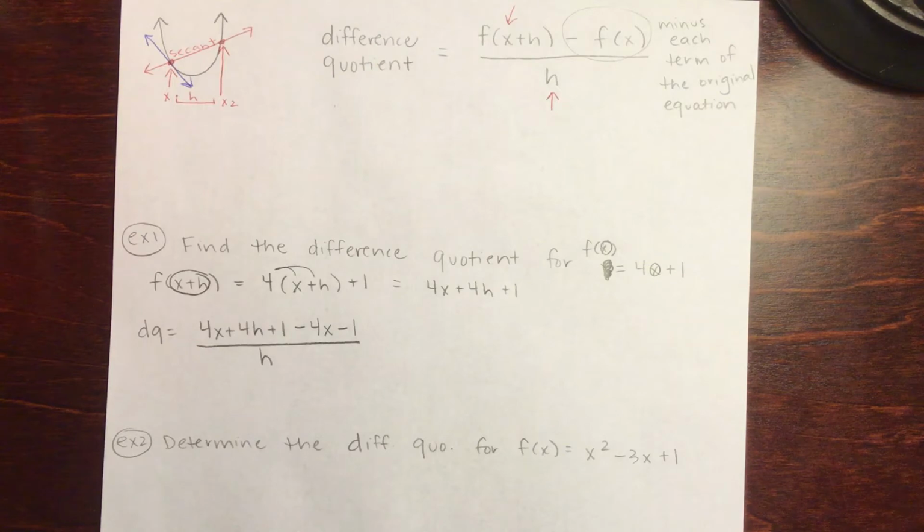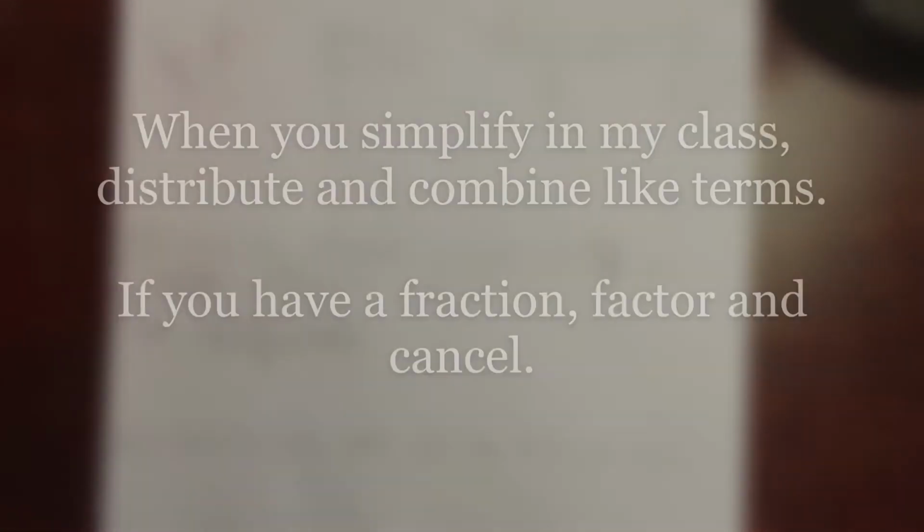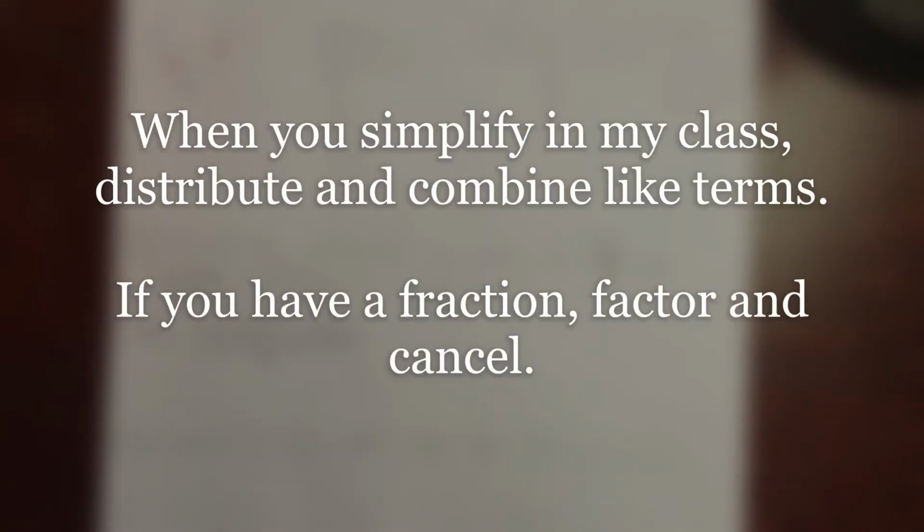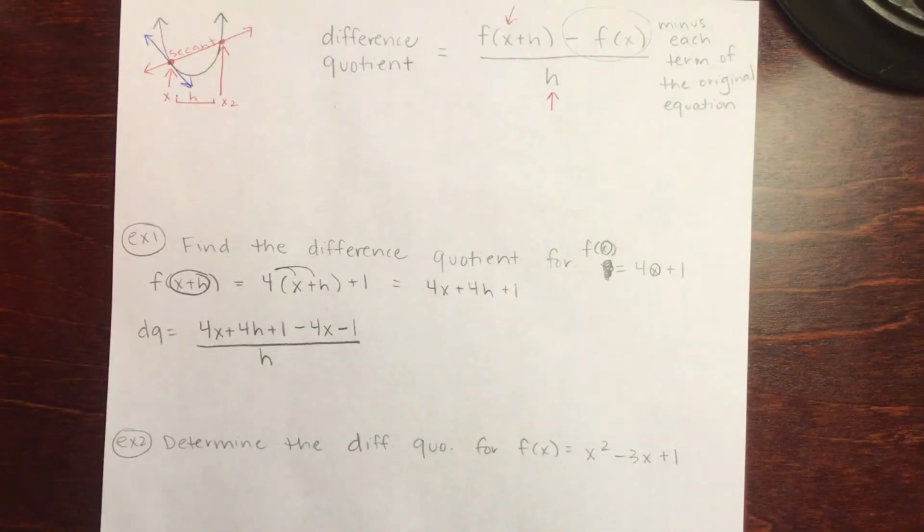Now all we're doing is simplifying. What that really means is let's combine like terms and then factor and cancel. When you simplify in my class, I like you to distribute and combine like terms. And then if you have a fraction, I also want you to factor and cancel. So that's what we're doing here. We're distributing and combining like terms in the numerator, and then factoring and canceling because we have a fraction.